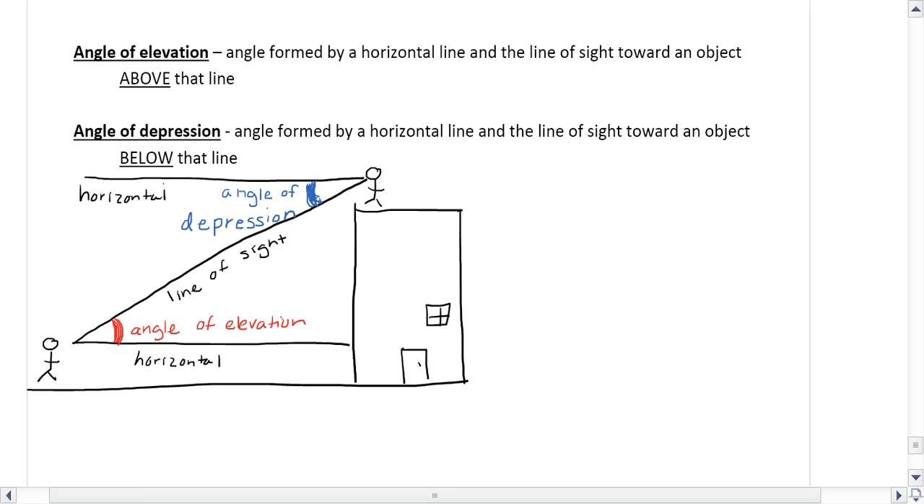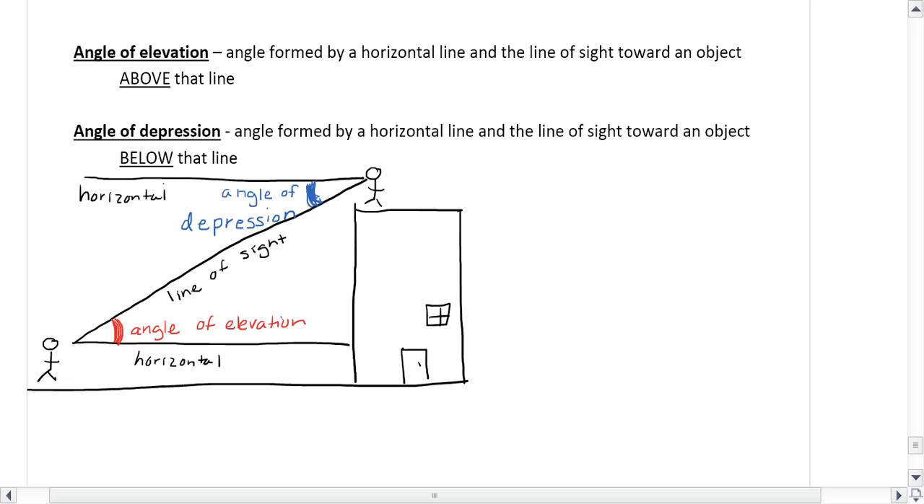Now we need to define two terms. One is the angle of elevation, the other the angle of depression. These two definitions are exactly the same except for the word above and below. The angle of elevation, shown in red, is an angle formed above a horizontal. An angle of depression is an angle formed below a horizontal.